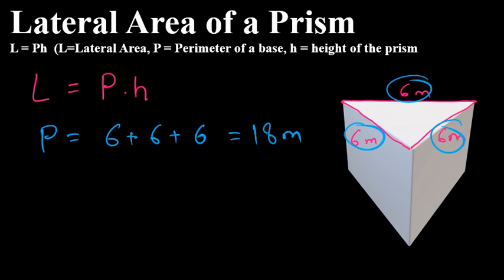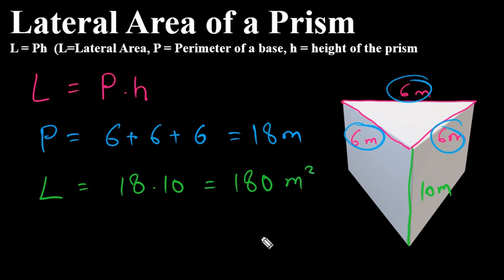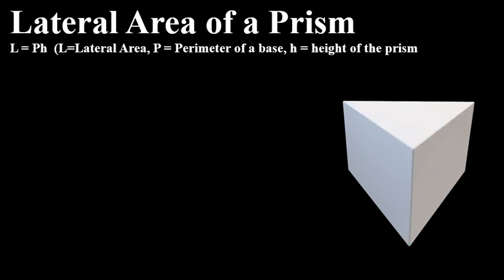Now I need to also know the height. So I'm giving you here the height, let's say 10 meter. Now use the formula. L is equal to 18 meter times height, which is 10. So 18 multiplied by 10 will give you 180 meter square. That's how you find the lateral area of a triangular prism. Okay, now let's look at another example.